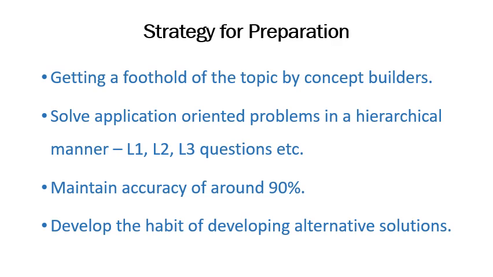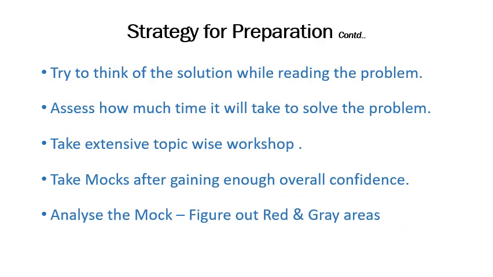One should also maintain accuracy of around 90% with no compromises, and one should not bother about building up speed at the cost of accuracy at all. One should develop the habit of developing alternative solutions by lateral thinking, different from the conventional line of thinking. Could be an out of the box thinker. This will enhance your speed too.